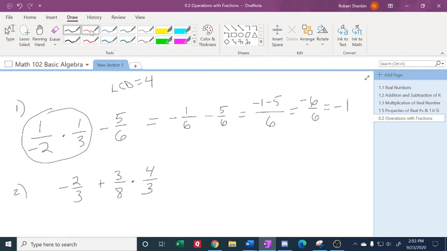Okay, I'm going to stop you here. Now, this multiplication has to happen before the addition. But even faster than multiplying first is reducing. Divide by 4, divide by 3, and then I'm going to get negative 2/3 plus 1 times 1 is 1, 2 times 1 is 2.